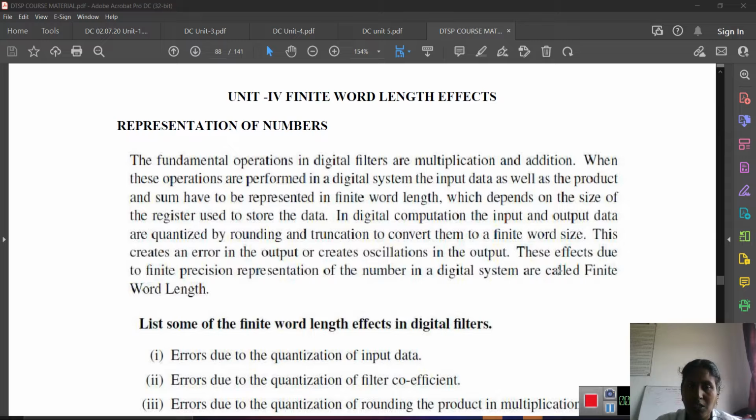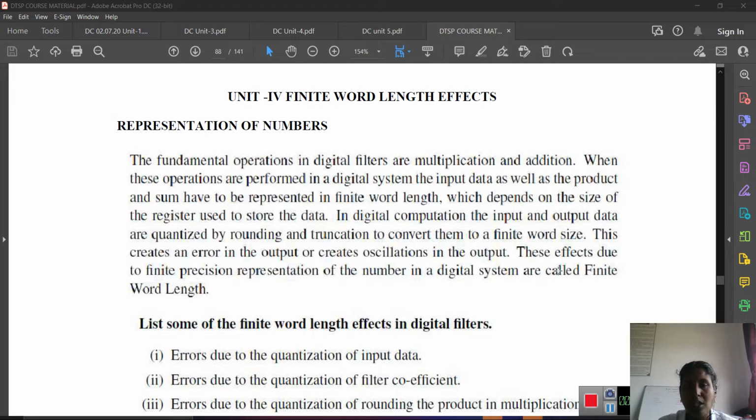When these operations are performed in a digital system, the input data as well as the product and sum have to be represented in a finite word length, which depends on the size of the register used to store the data. So, for digital computation, the input and output data are quantized by rounding and truncation. This is followed to convert them to finite word size.